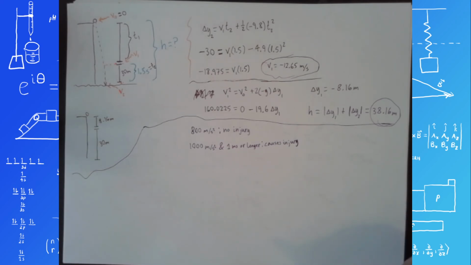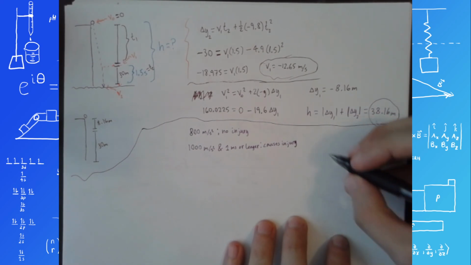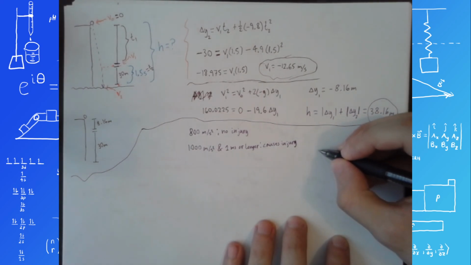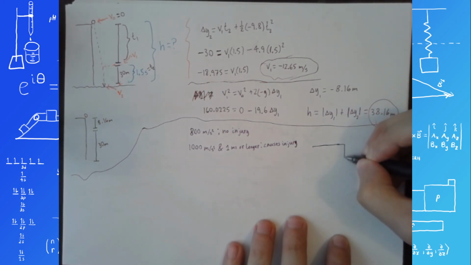Okay, so we had the initial height. I guess I will draw it over here. So child rolls off of a bed.